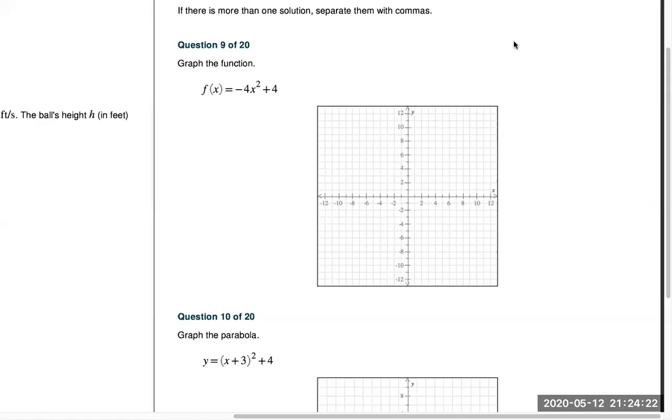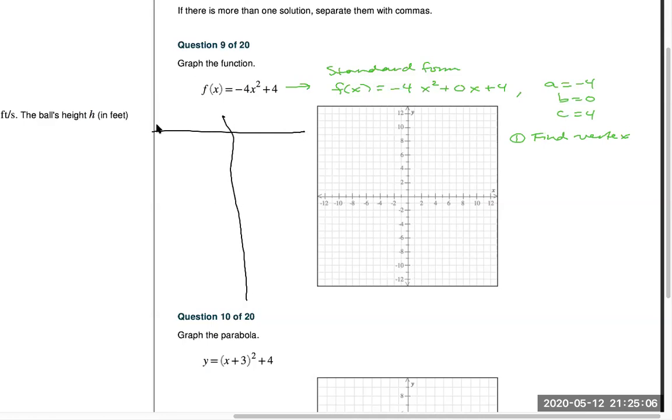So first and foremost, I want you to notice that number 9 is given in standard form. This would be f of x equals negative 4x squared plus 0x plus 4. Okay, that means that a is negative 4, b is 0, and c is positive 4. So the first thing that we're going to want to do is find the vertex.